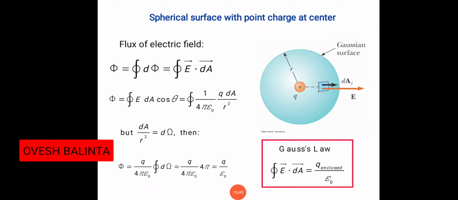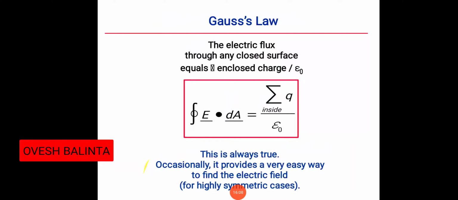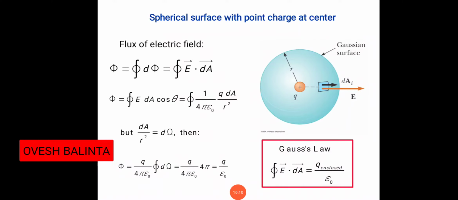But see the value of d omega, what is it? The total enclosed d omega is equal to 4 pi. So what is d sigma? The integration of d sigma d omega is equal to the closed surface integration of d omega, which is the 4 pi value.